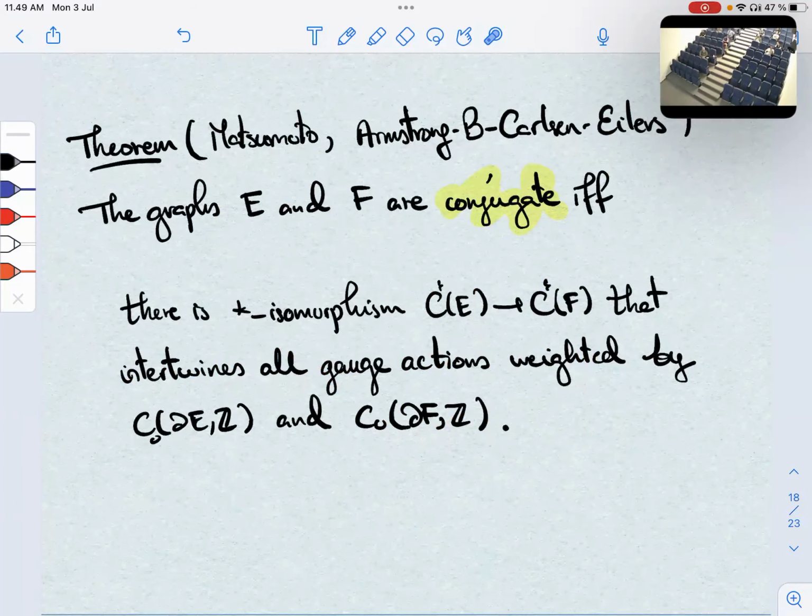And so this is the punchline here: two graphs, no conditions, are conjugate precisely if I have an isomorphism that preserves or respects in a suitable way all the gauge actions weighted by functions coming from integer valued things on the path spaces. So I had to take a few steps to make sense of what this means and also tell you that I can't get away with something easier. I can't get away with just looking at the canonical gauge actions. I have to look at this whole family of gauge actions coming from functions in here and here.